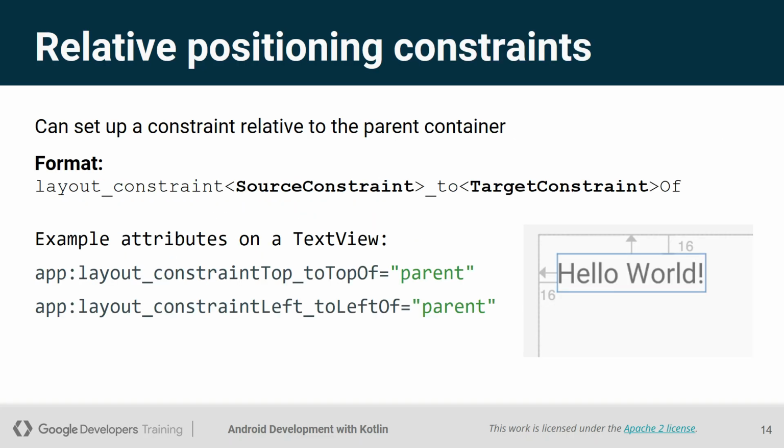Then we have relative positioning constraints. Now, can you set up a constraint relative to the parent container? And how is it done? Layout constraints, from the source constraint to the target, have constraint values that are always defined. You can define them in terms of the height or in terms of the width. So mostly we use the constraints relative to the parent.